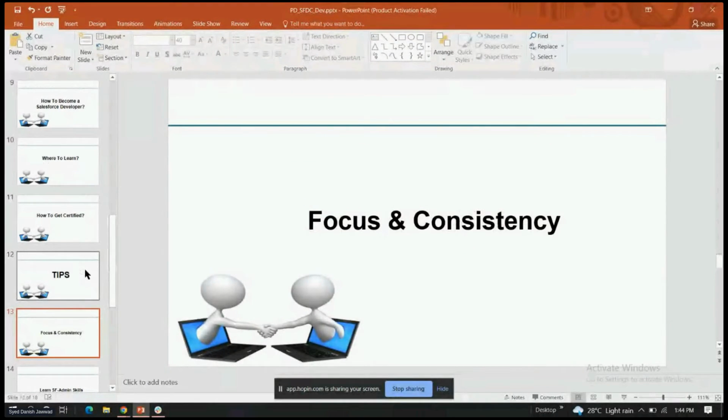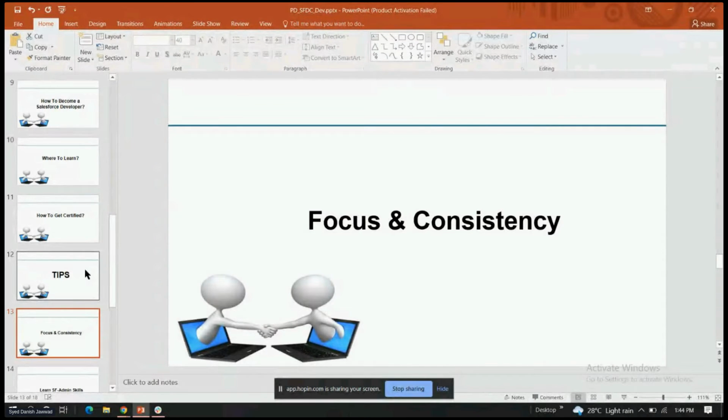Moving towards the tips, there are some tips that I would like to give. The first one is focus and consistency. You need focus on everything that you want to learn in life. Narrowing down to Salesforce, you must focus on Salesforce and be consistent in learning it. There are people I have known who only have focus and do not have consistency in their life.